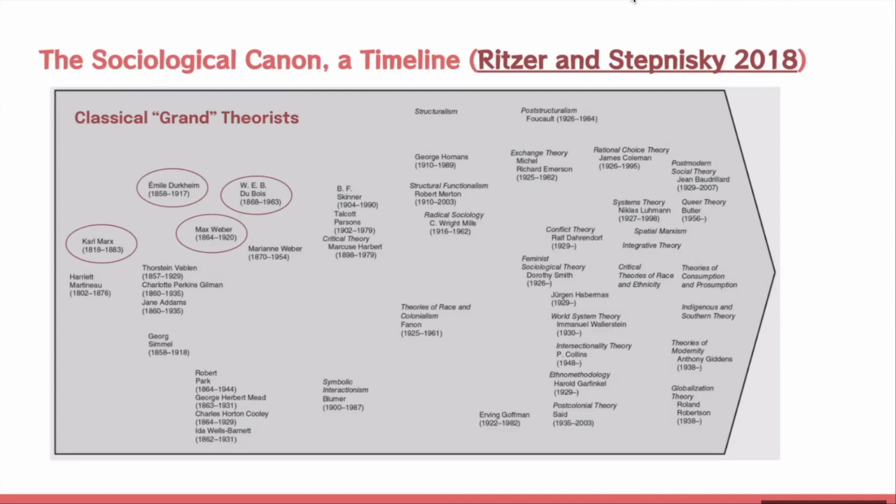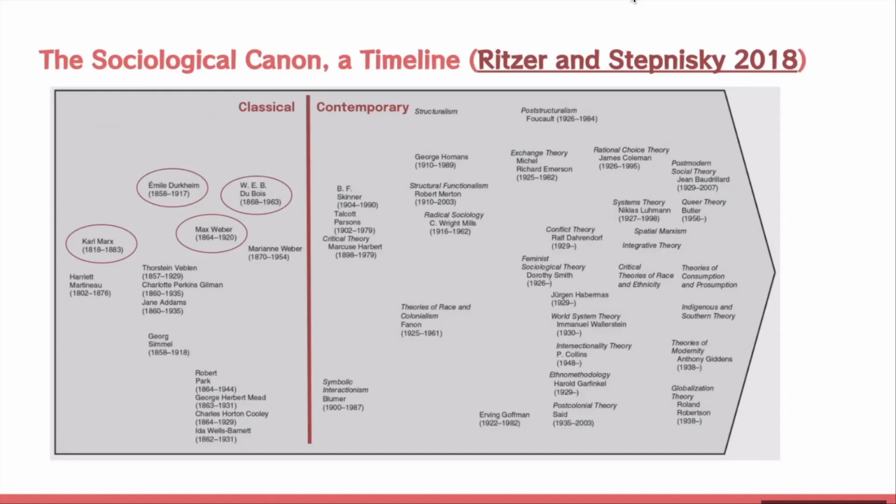Here I've circled 4 theorists of foundational importance to the field of sociology: Karl Marx, Max Weber, Emile Durkheim, and W.E.B. Du Bois. They're classical theorists, and their theories are considered grand theories because they tend to be aimed at explaining the whole of society rather than some particular event, circumstance, or context. Not all classical theories are considered grand by all sociologists, but if you have a grand theory, it tends to be lumped in with classical. So I'll talk about that in a minute.